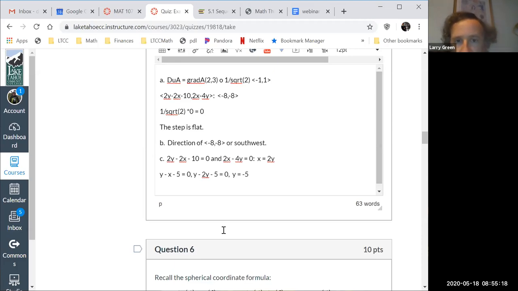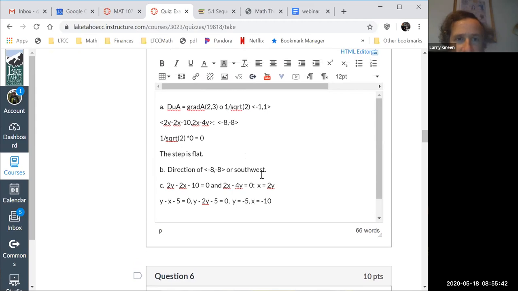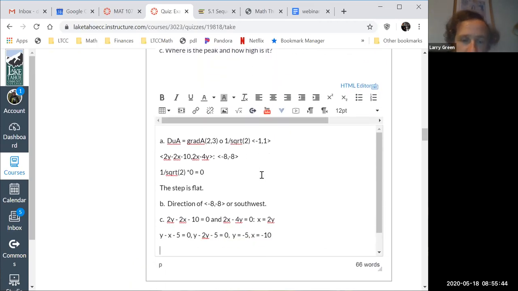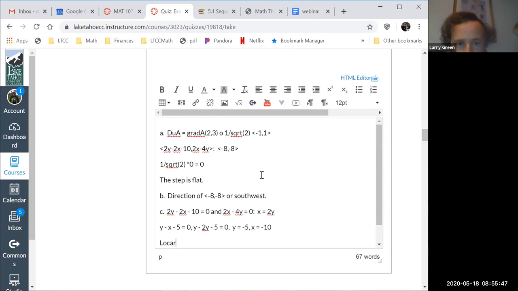Okay, so if y is -5, then x is 2y, put that in the same line. So x is equal to negative 10. Is that clear? Okay, so that's the location of the maximum. So we found the location. The location of the peak is at negative 10 comma negative 5.